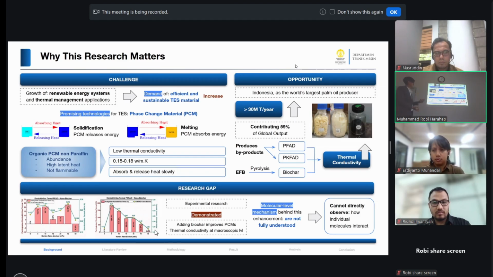From past research, conducted by one of Professor Nasruddin's students, it is about the effect of adding biochar mass fraction on the increase of thermal conductivity. As you can see, there's PFAD and also PKFAD. While the graph is not linear, some of them, especially PKFAD, have an increase of about 184% in thermal conductivity. But although this research is really complete and thorough, it doesn't demonstrate the molecular level mechanism. So we cannot directly observe how individual molecules interact, and that's what I'm trying to do here, to understand how this phenomenon works on a molecular scale.